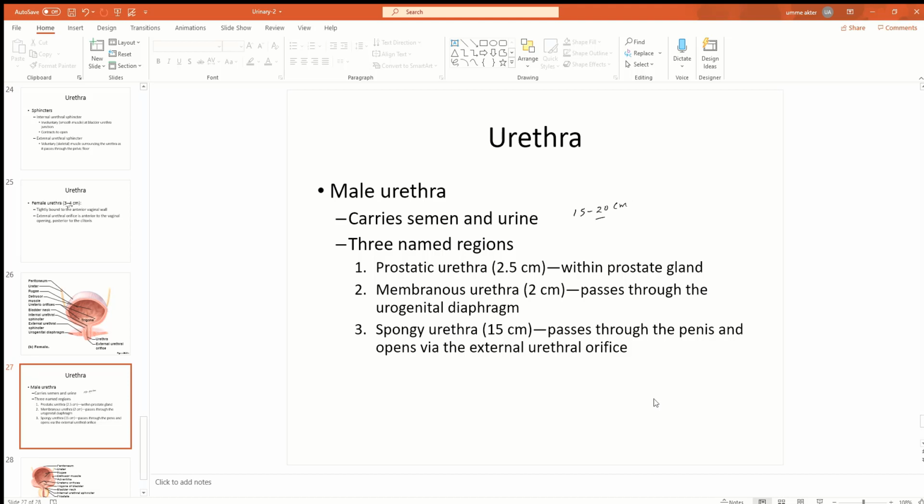Now male urethra has three parts. Inside the prostate, called prostatic, and then the shortest part is called the membranous urethra, inside the urogenital diaphragm, and spongy urethra is the longest, very long. That's the part inside the penis. So those are three parts of male urethra. Okay, and this is the shortest.